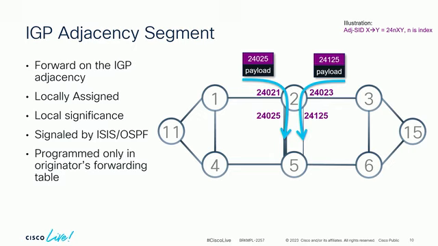Now, the forwarding semantic associated with the adjacency segment ID is to strictly forward it over the link to which the adjacency segment ID is assigned. So if the link is down, the default behavior is to simply drop the packet.